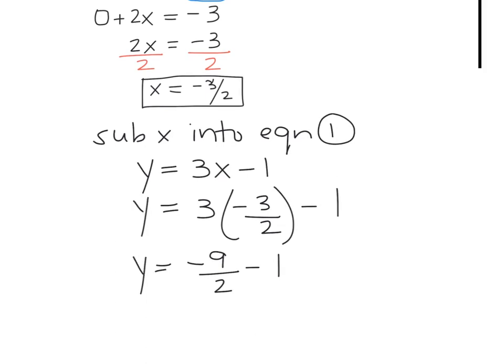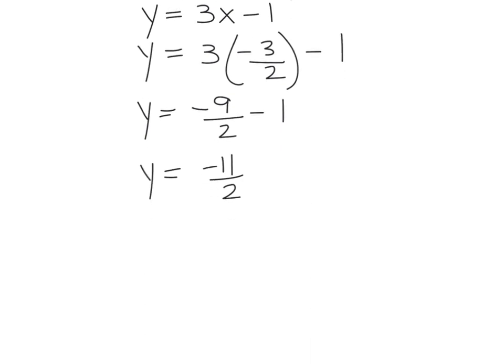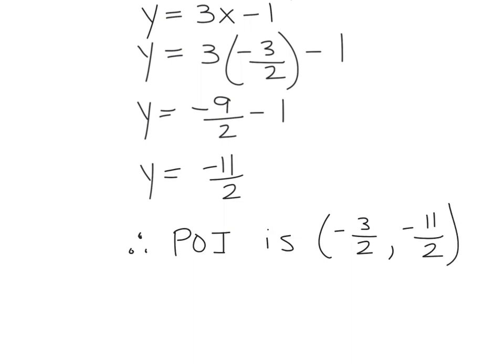And then from there, we're going to do negative 9 over 2 subtracted by 1. And so my final answer for y works out to be negative 11 over 2. Okay, so I can then write my conclusion and say, therefore, the point of intersection is negative 3 over 2 and negative 11 over 2.